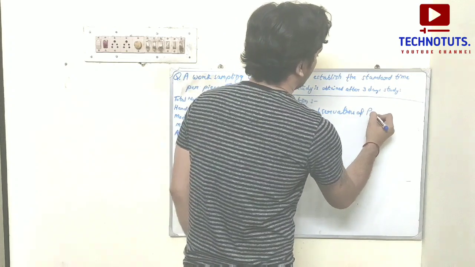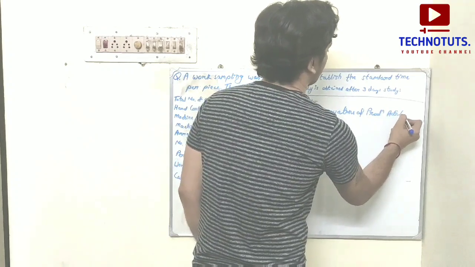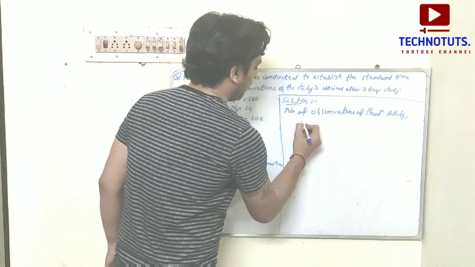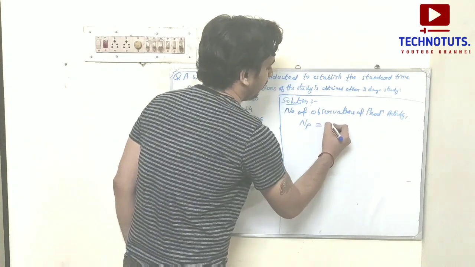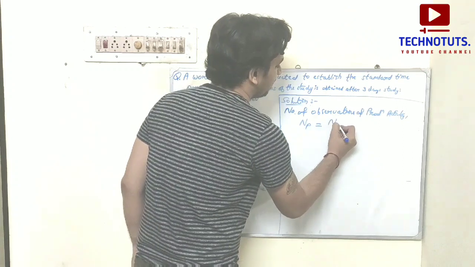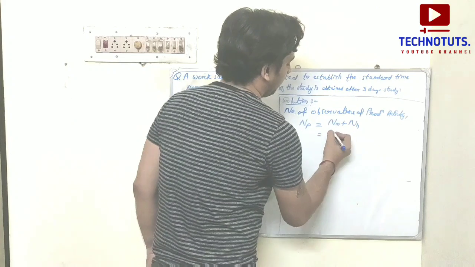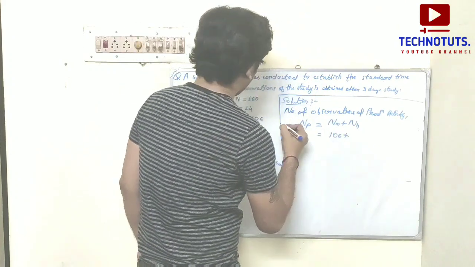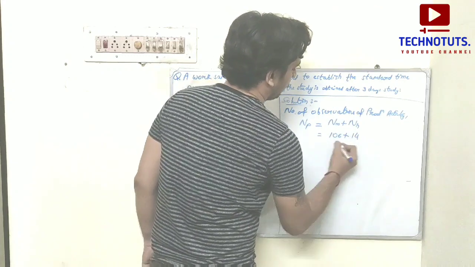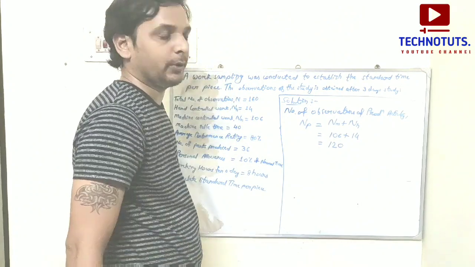Let us calculate the number of observations of production activity. The number of observations of production activity is denoted by NP, which is given by NP is the summation of machine controlled work and hand controlled work. Here machine controlled work is given as 106 and hand controlled work is given as 14. So the number of observations of production activity will be obtained as 120.